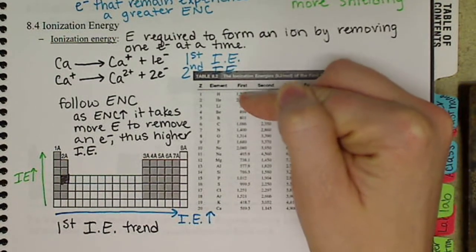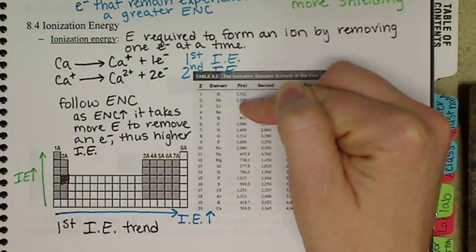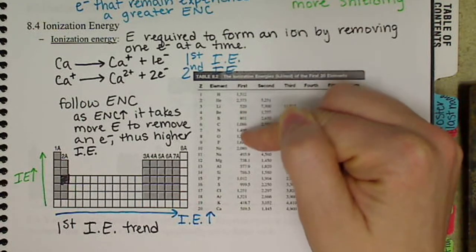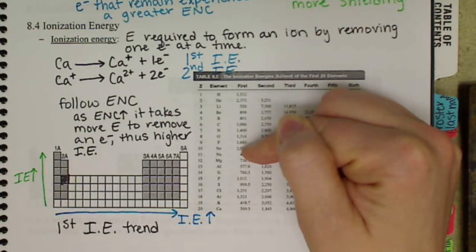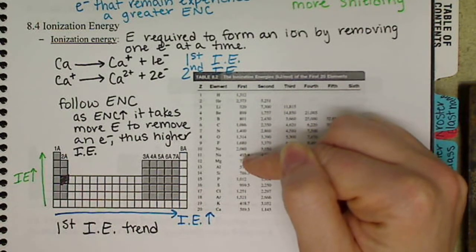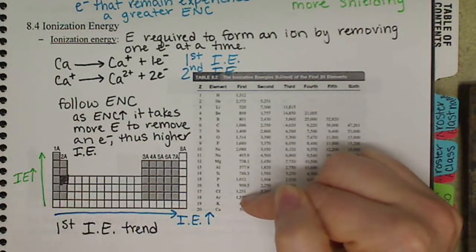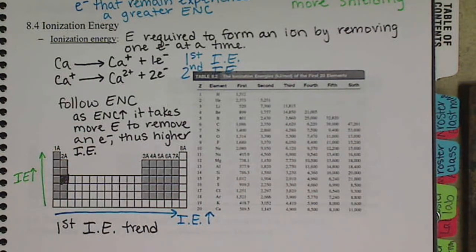So we have hydrogen to helium increases. Then from lithium to neon increases. That's the n equals 2, or the second period. Then from sodium to argon, we increase. Now there are a couple exceptions.